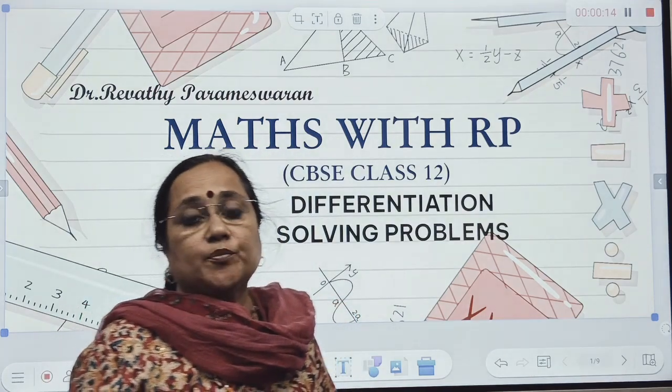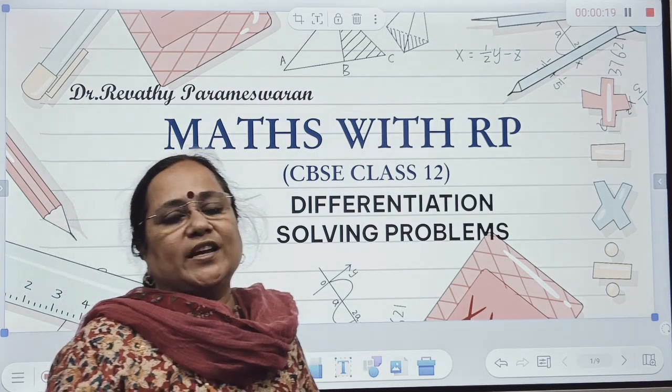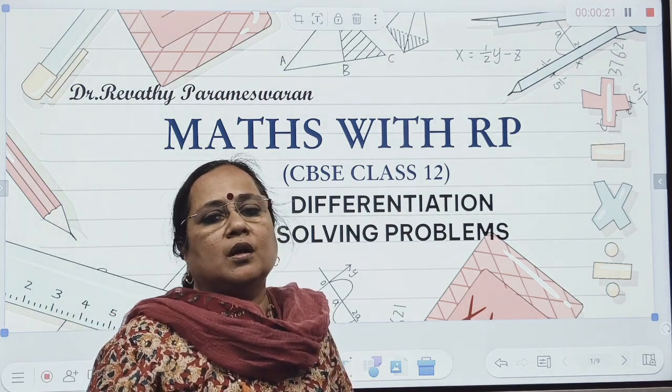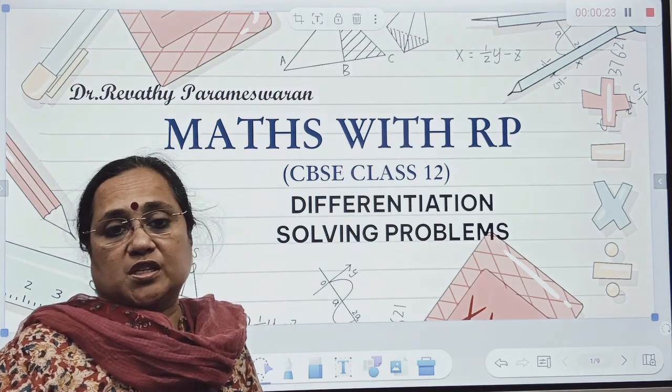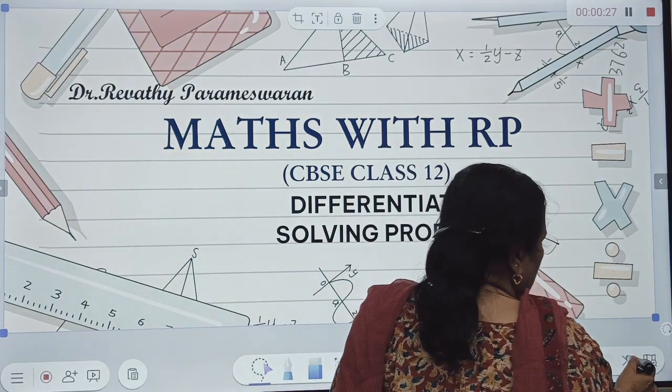We have been solving problems under differentiation using different rules: chain rule, quotient rule, implicit differentiation process, etc. We'll work out and practice some more sums today.